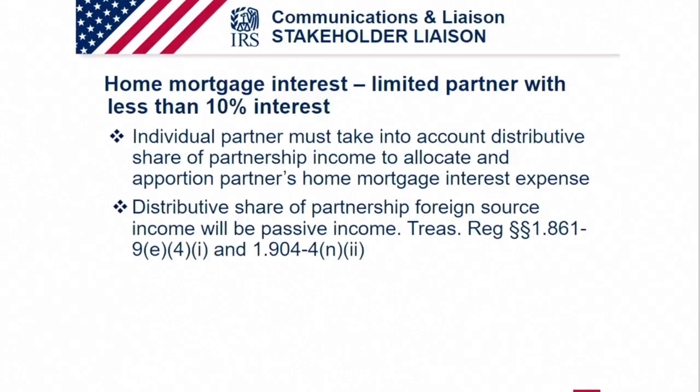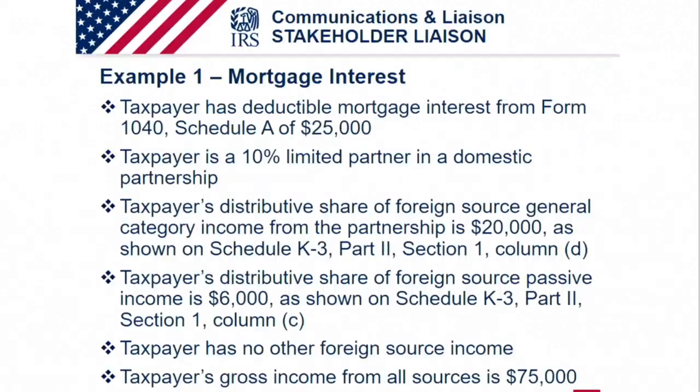When it comes to a limited partner with less than 10% interest, the individual partner must similarly take into account her distributive share of partnership income to allocate and apportion the partner's home mortgage interest expense. The difference here is that all foreign source income from the partnership will be classified as passive income.